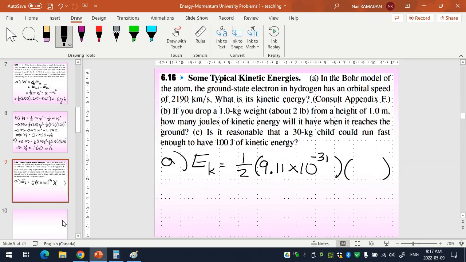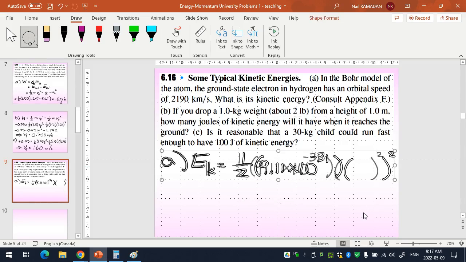Now, what do I need to do with the speed? I need to convert this to meters per second. Well, it's already in kilometers, so I just need to multiply it by 1,000. Or, if you want to be smart about this, write it in scientific notation, 2.190 times 10 to the 3, and then add 3 more powers. So in meters per second, this would be this. So let me just squeeze and zoom in.